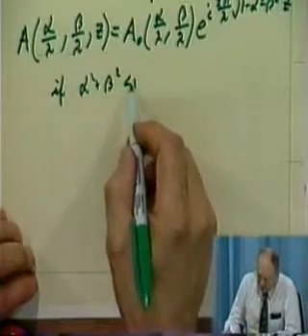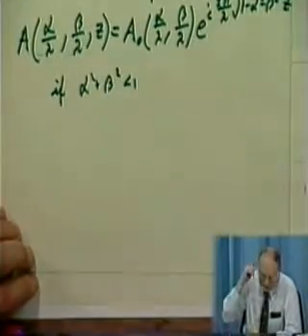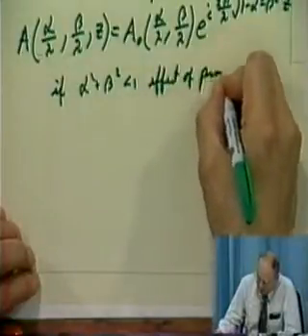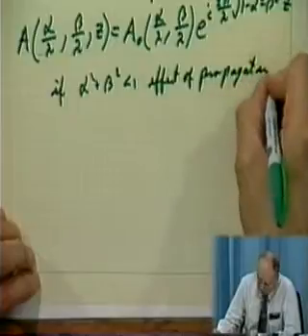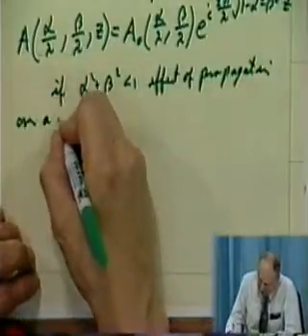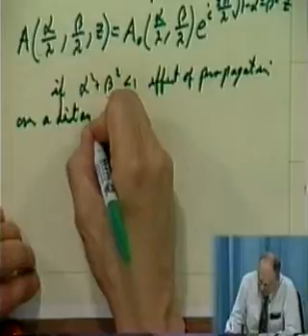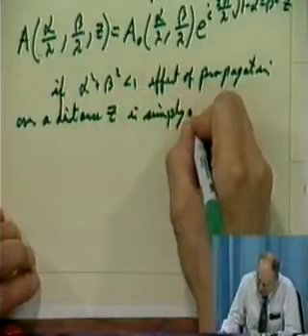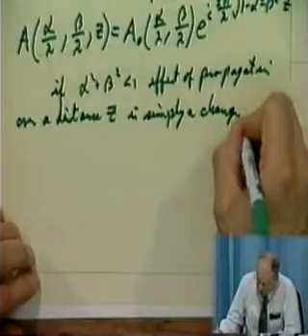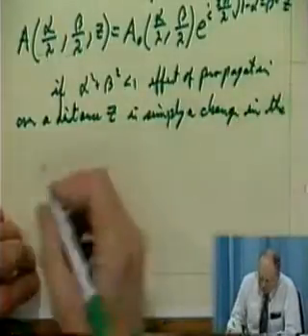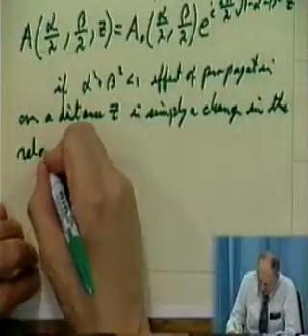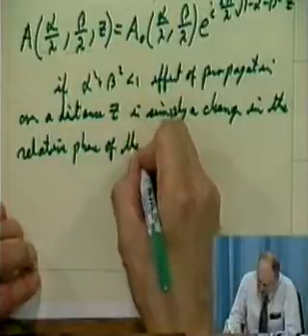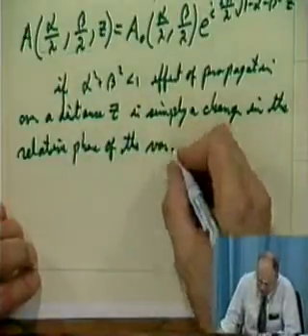So if this is true, if alpha squared plus beta squared is less than 1, the effect of propagation over a distance z is simply a change in the relative phase of the various components of the angular spectrum.